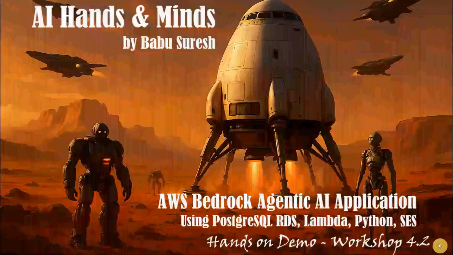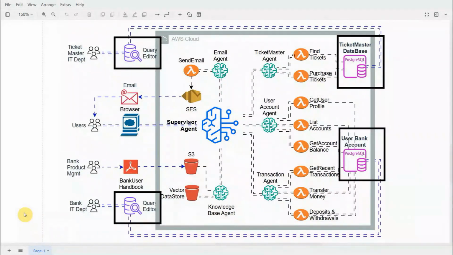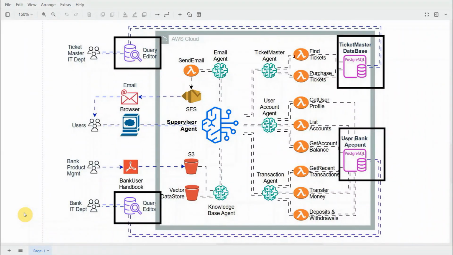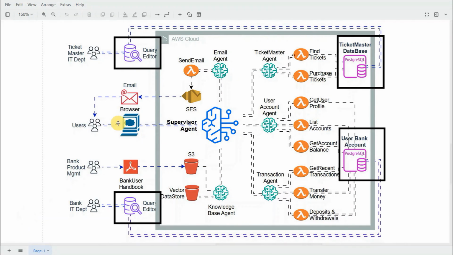Hello everyone, we are in workshop number 4.2. If you have not watched workshop number 4.1, you have to watch it, otherwise you will not have a continuation here. In this workshop 4.2, we are going to be doing the hands-on on those 4 black boxes, what is shown here.